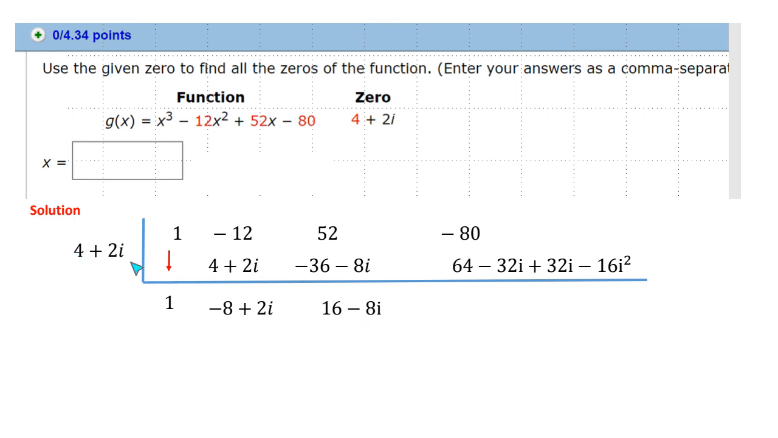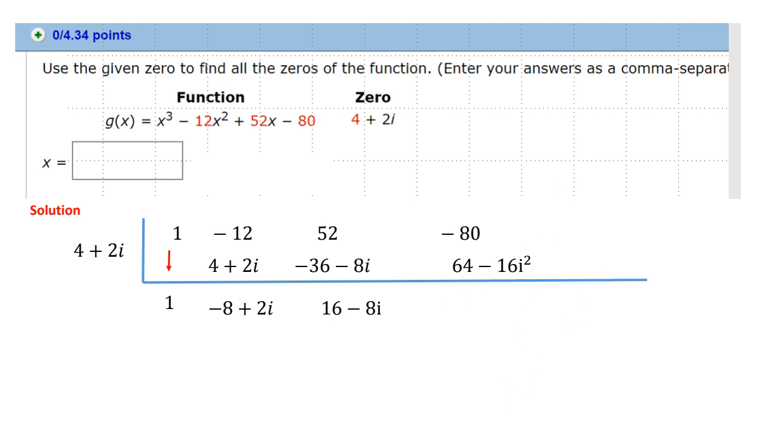So 4 times 16, 64. 4 times negative 8i, negative 32i. 2i times 16 is positive 32i. And 2i times negative 8i, negative 16i squared. So your 32i's will cancel, become 0. And i squared is negative 1 times negative 16 is positive 16.